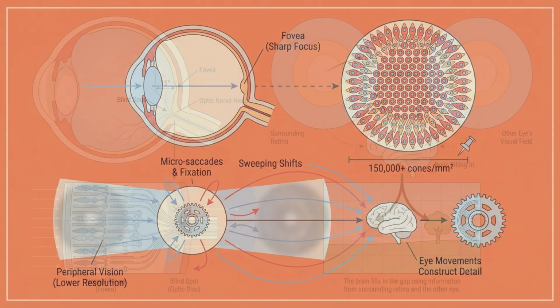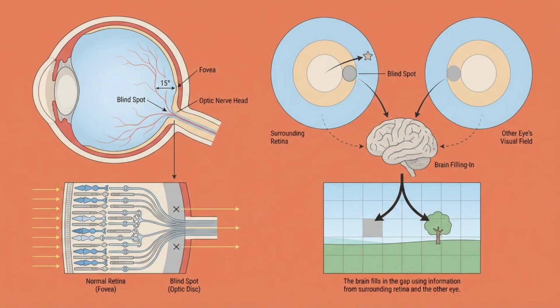At a point about 15 degrees to the nasal side of the fovea, the optic nerve leaves the eye. There are no photoreceptors at this point. Light falling on this region is not detected. This is the blind spot, and every human being has one in each eye. You do not perceive it because the brain fills it in using information from the surrounding retina and from the other eye. If you close one eye and locate the blind spot precisely, you will find that objects disappear into it. The brain has been quietly papering over this gap your entire life without announcing it.